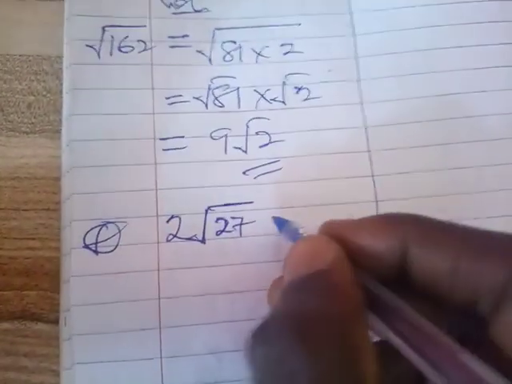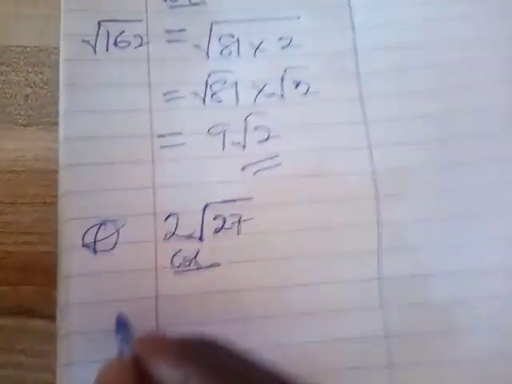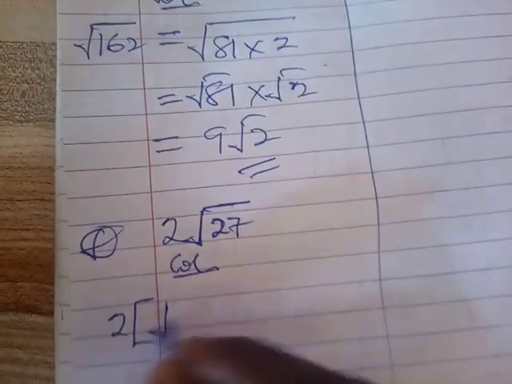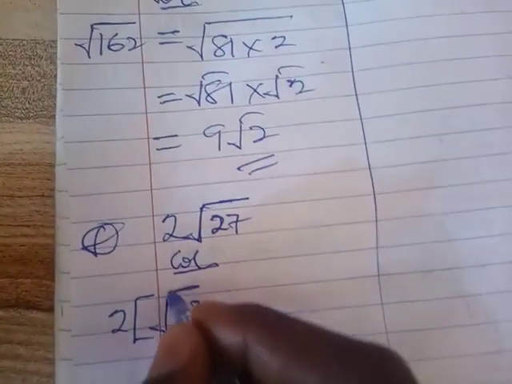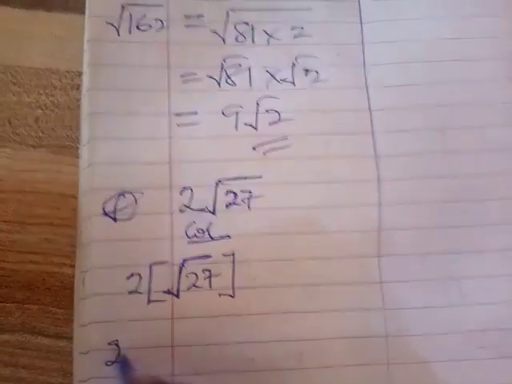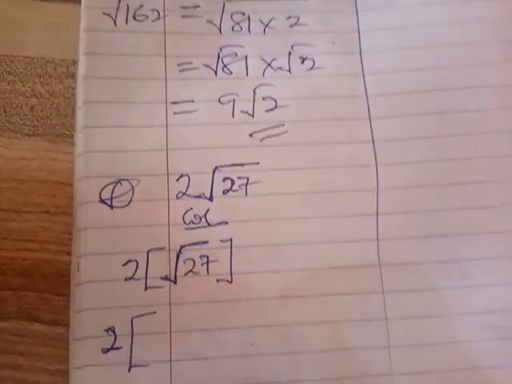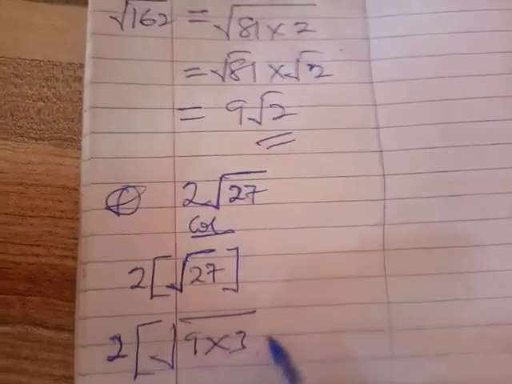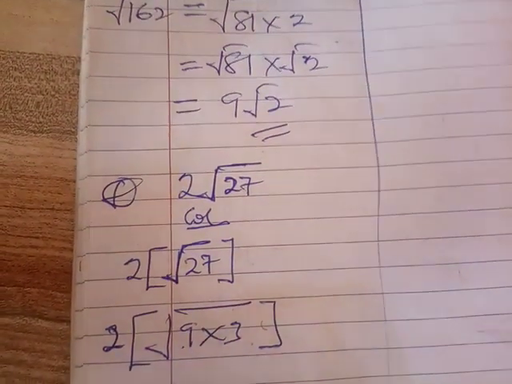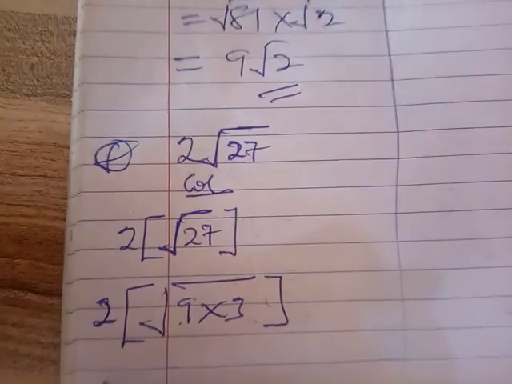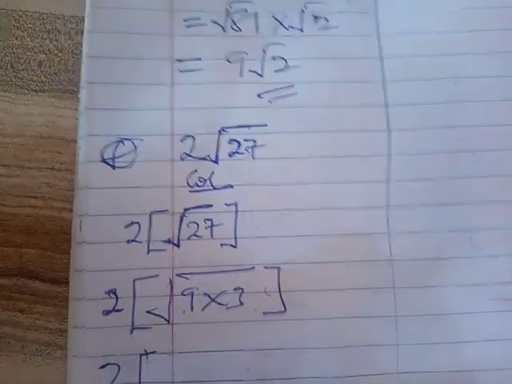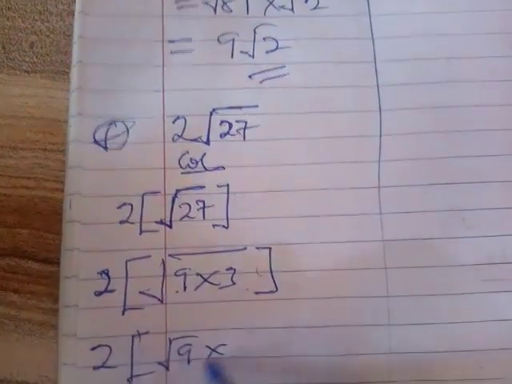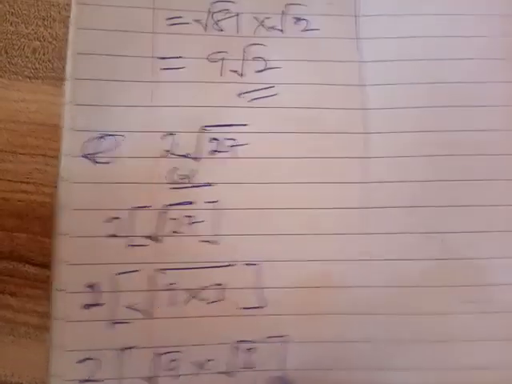We have to simplify this. 2 root of 27 is the same as 2 outside and root of 27 in brackets. So we have root of 27 can be 9 times 3, because 9 is a perfect square, that's why we're using 9 times 3. And here we have root of 9 and root of 3.